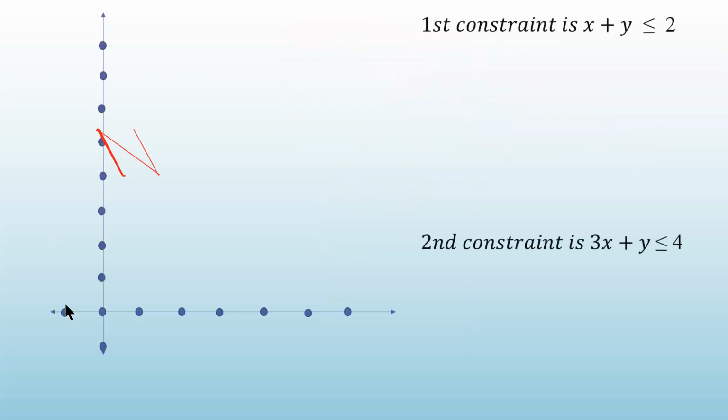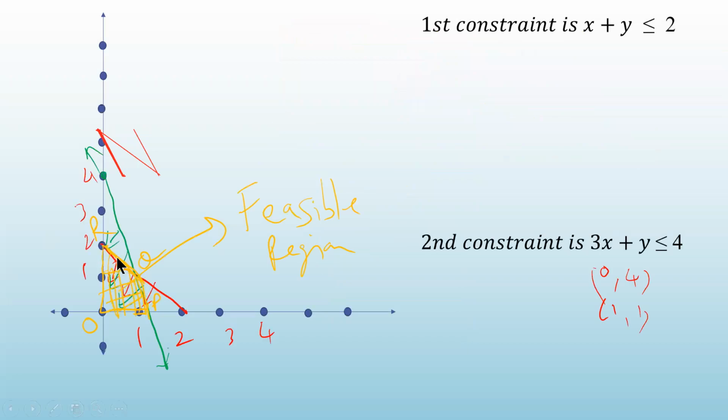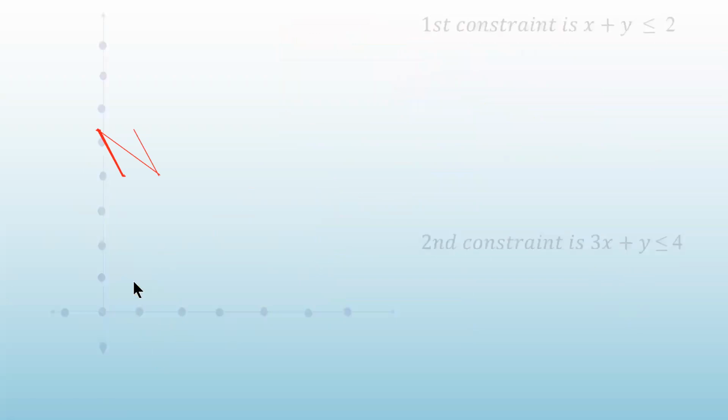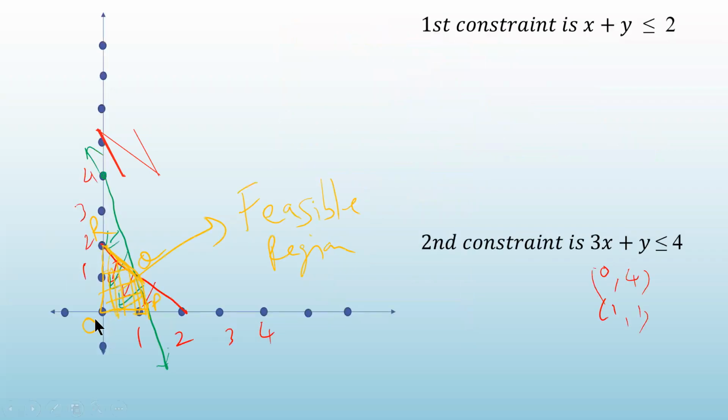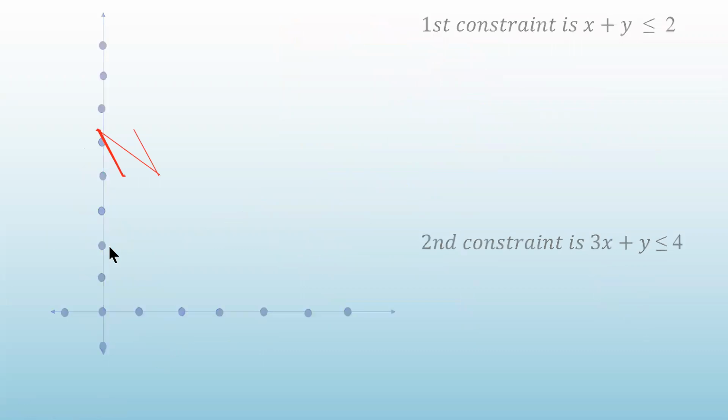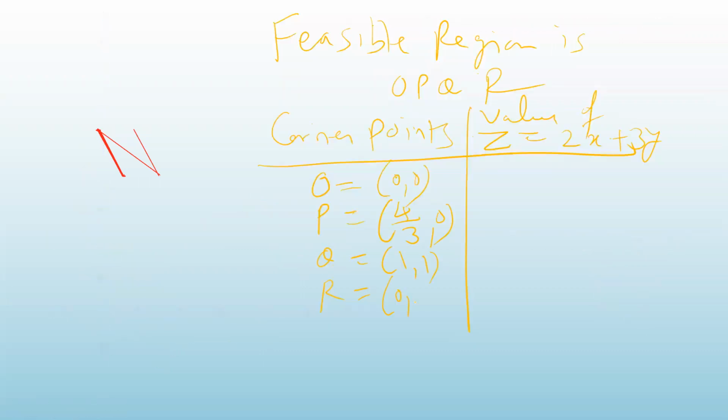What is Q? Q is the point which lies on both the lines. So if you have graph paper you can see that it is (1, 1). So Q is the point (1, 1). And what is R? R is (0, 2). Now what you have to do, at all these points, find the value of Z. So at (0, 0), put x equal to 0, y equal to 0 in Z. So you are going to get 0. Or here, put x equal to 4 upon 3. 4 upon 3 means how much is this? 1.33, correct?